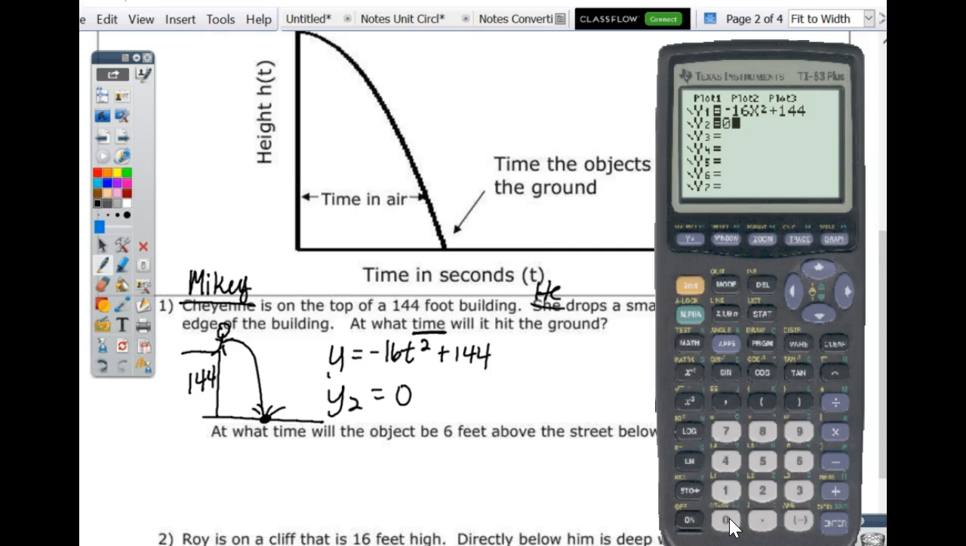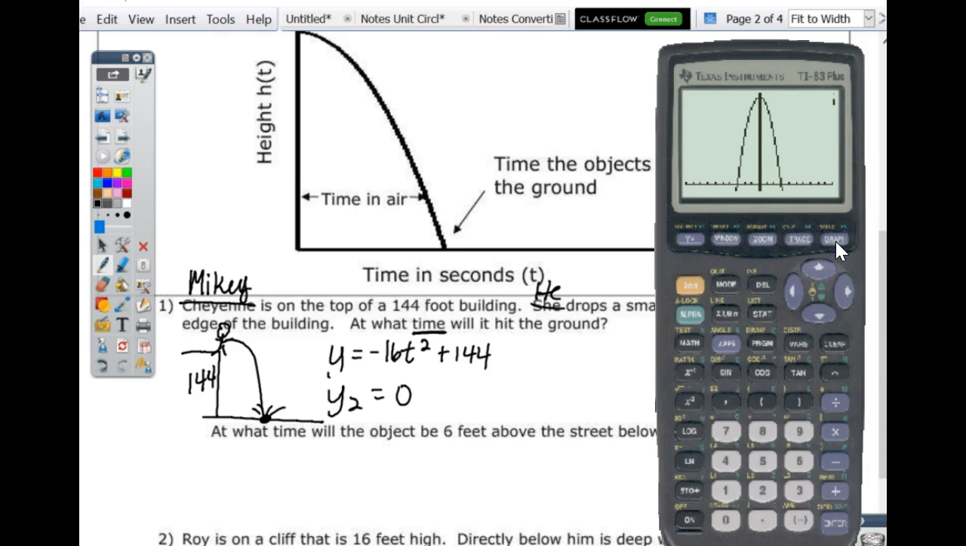Am I going to be able to see it if the top of the window is set at 10? Why? Because it's at least 144, right? At the very minimum, it's 144. So push your window and look at your Y max. What is your Y max set at? So if we change that to 150, let's graph and see if we can see the top of the parabola now.